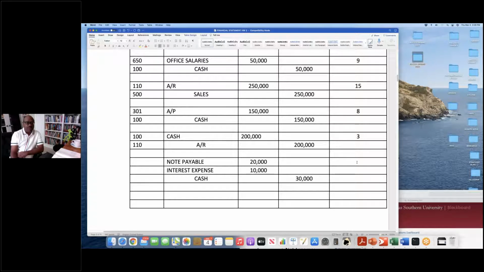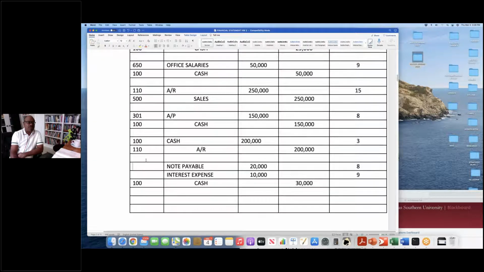So the first one is what, an 8? Mm-hmm. Payment on liability. Then next one is what? Payment of expense, 9. So this is 100. What's our note payable account number? 350. What's interest expense? 680.